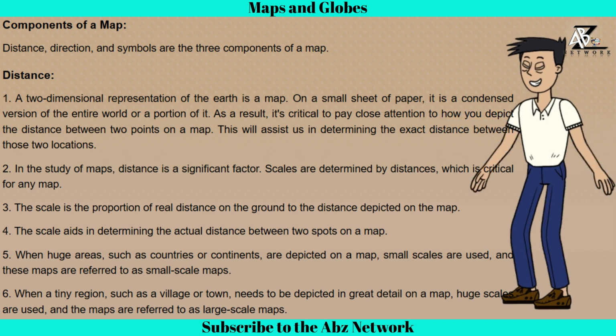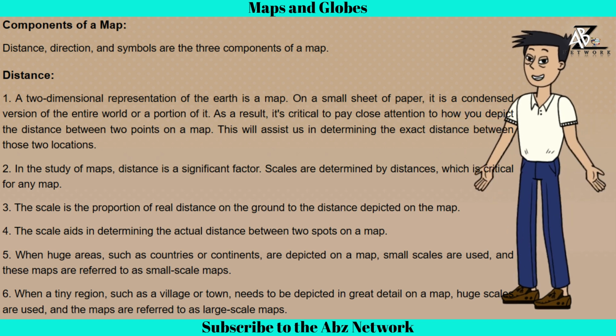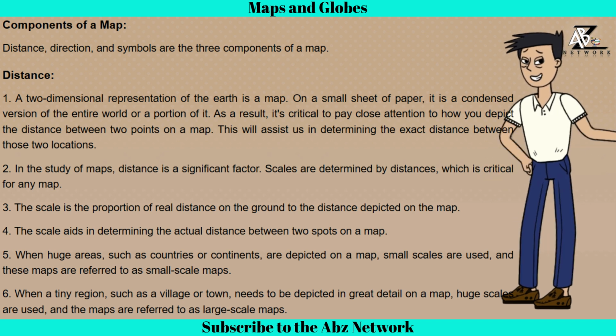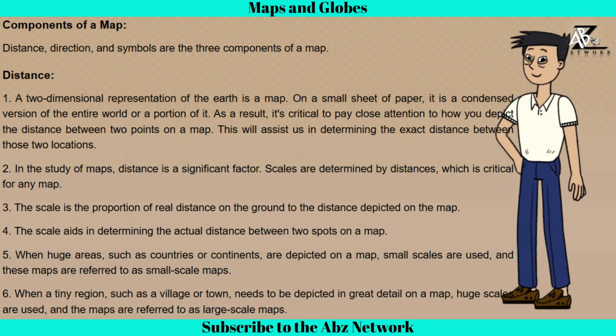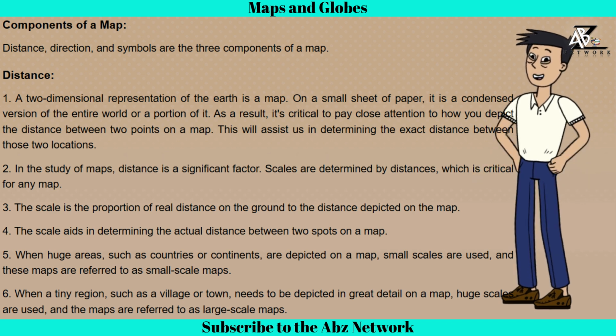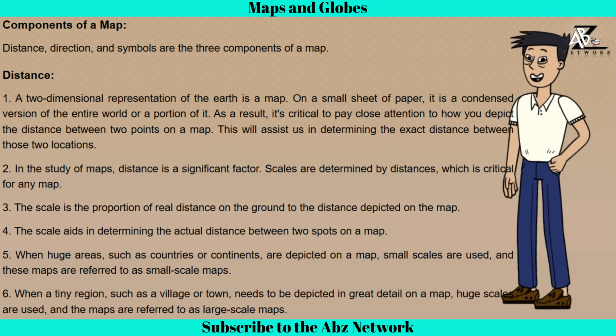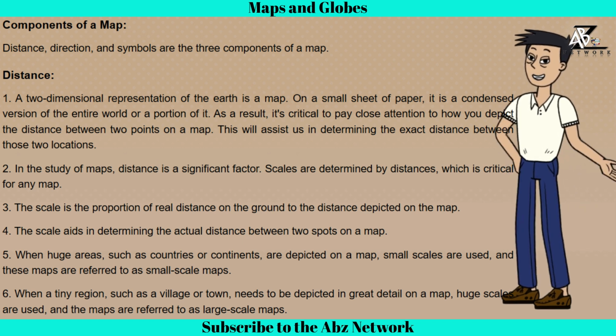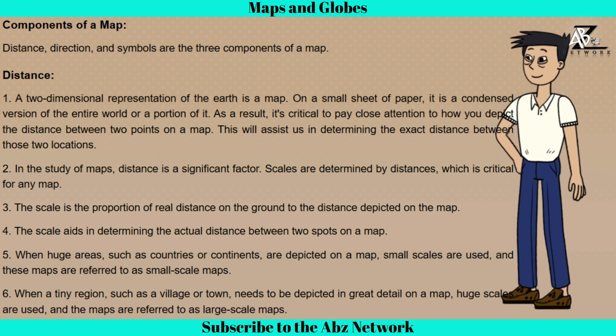Second, in the study of maps, distance is a significant factor. Scales are determined by distance, which is critical for any map. Third, the scale is the ratio of real distance on the ground to the distance depicted on the map. Fourth, the scale aids in determining the actual distance between two spots on a map.